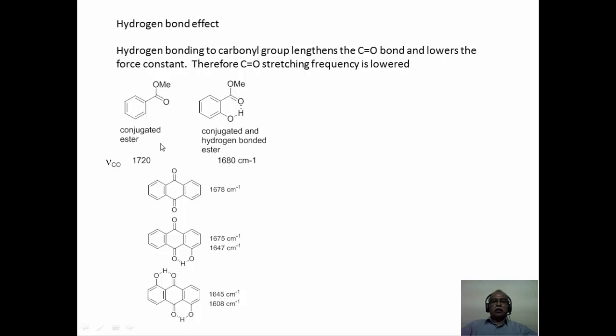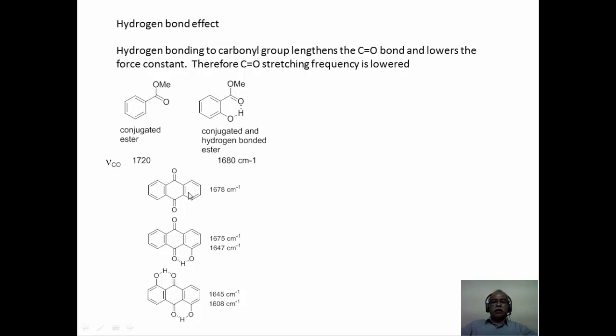Now, if you consider methyl benzoate, this is an alpha beta unsaturated ester. So, compared to a base value for the saturated ester, which is about 1740, this is 20 inverse centimeter lower, so it is 1720. And when it is undergoing a hydrogen bonding interaction with an ortho hydroxy derivative, in other words, methyl salicylate is what we are referring to, because of the intramolecular hydrogen bonding, it is further reduced to 1680. The intramolecular hydrogen bonding effect is beautifully illustrated in the case of the anthraquinones. Anthraquinone with a hydroxy functional group in the peri position can undergo this kind of hydrogen bonding interaction.